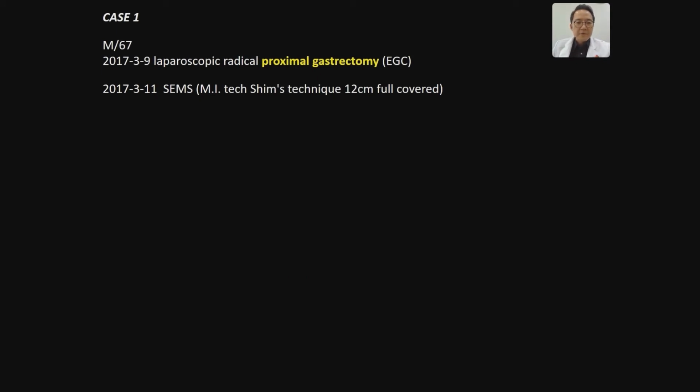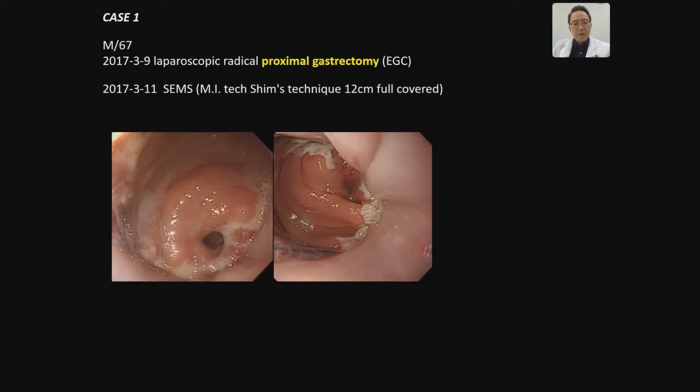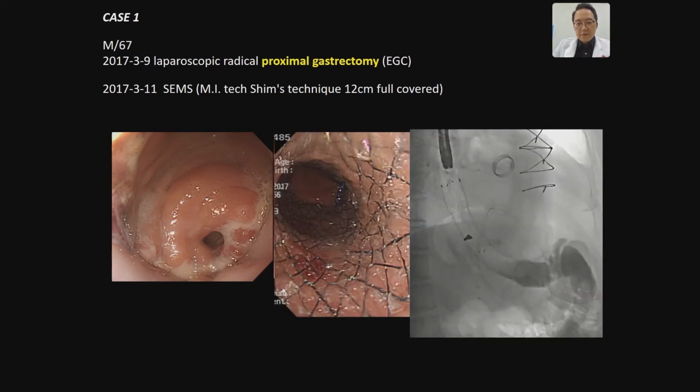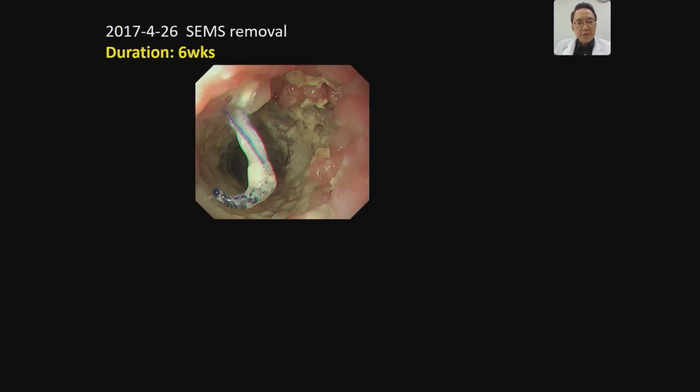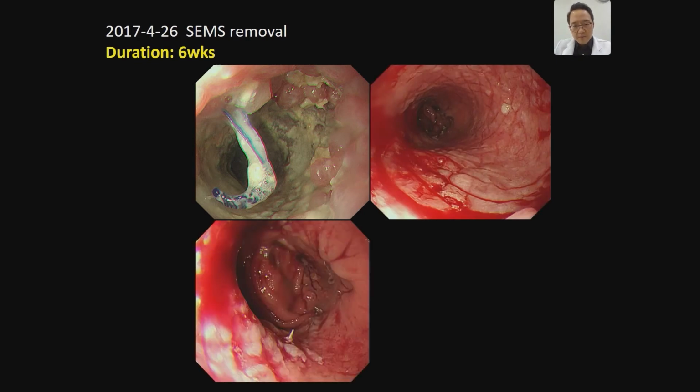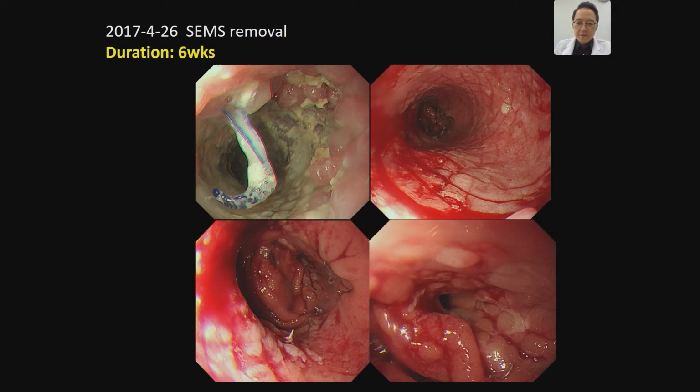This case is a 67-year-old male. He underwent proximal gastrectomy due to gastric cancer, and after leakage, I inserted the same type of stent around the anastomosis site. You can see the well-positioned stent here. After 6 weeks, I removed the stent. There was some oozing, but it stopped spontaneously. But there's still a very deep wound site for leakage, I mean a fistula here.